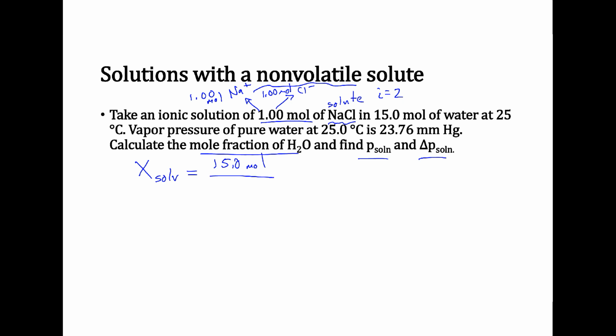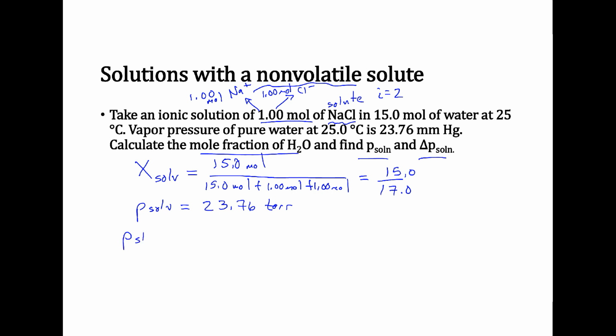And again, we have 1 mole of solute, but since this is an ionic solute, it dissociates. So our total moles will not be over 16. It will actually be over 17, because this broke up into sodium ions and chloride ions. So we end up with a mole fraction here of 15/17. The pressure of the solvent was given to us in the problem again. That's 23.76 torr. So recall that Raoult's law says the pressure of the solution is equal to the mole fraction of the solvent times the pressure of the solvent.